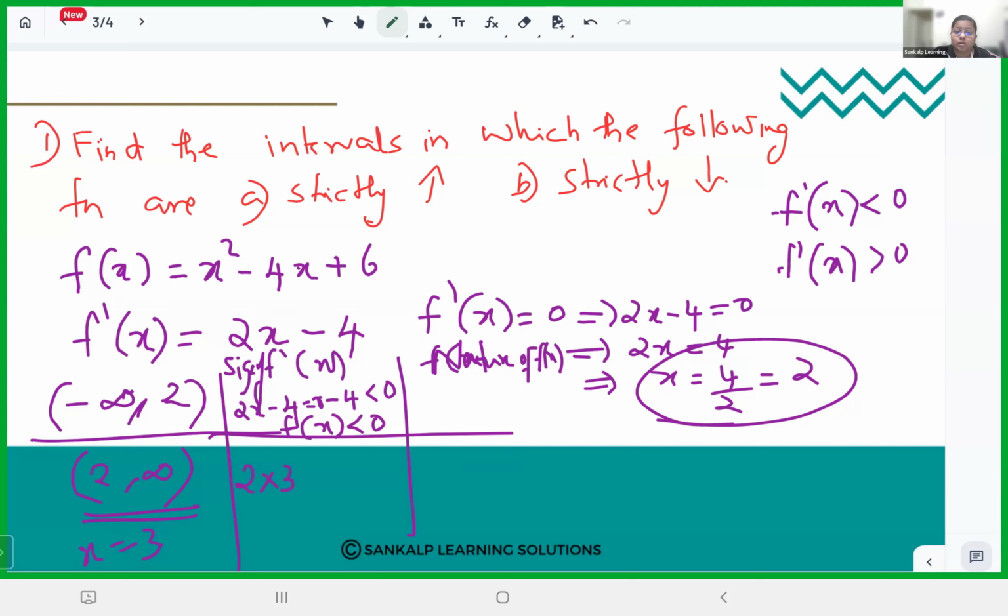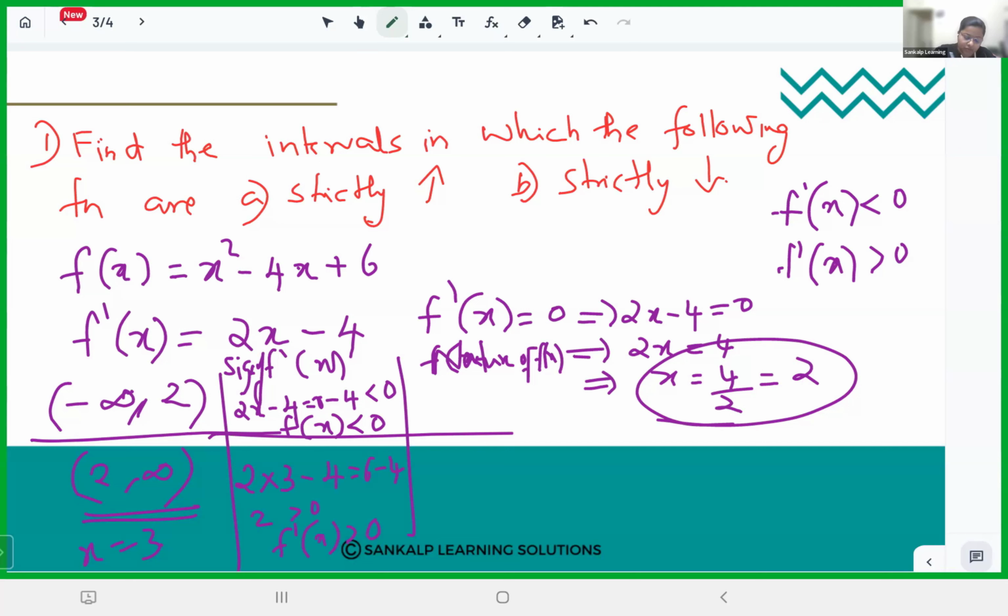You have to put x equal to 3 in 2x minus 4. So 2 into 3 minus 4, that is equal to 6 minus 4. 6 minus 4 is equal to 2, which means it is greater than 0. From that you get f dash of x is greater than 0 in that particular interval.